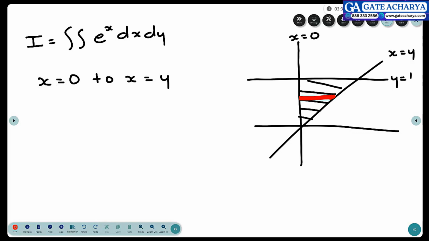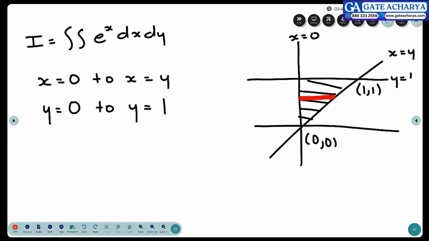So when you sweep, start from the lowest point, because in y, the lowest point is at the bottom, right? So at the lowest point, what is the coordinate of this? 0, comma 0. What is the coordinate of this? 1, comma. So what is the y value at the lowest point? 0 to what is the y value at the highest point? Always remember the outer limit should always be a constant.